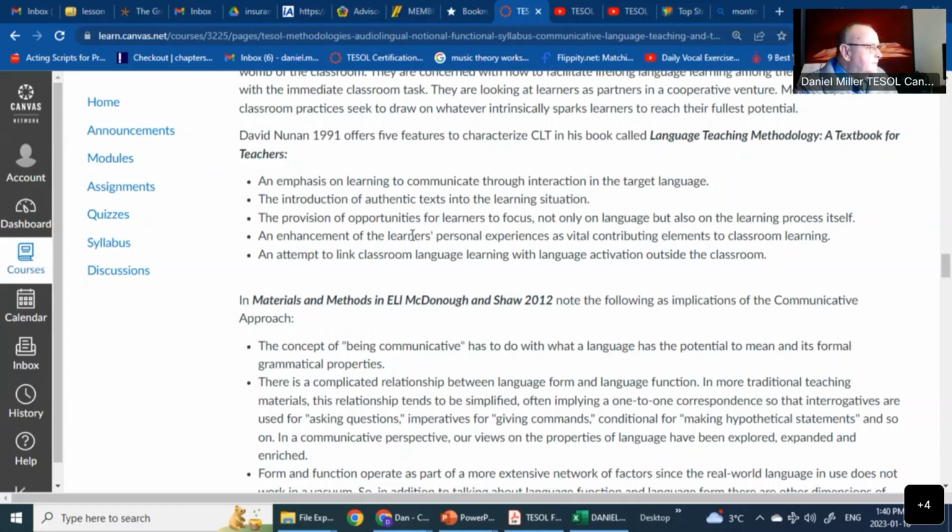The provision of opportunities for learners to focus not only on language, but also on the learning process itself. So not just looking at words on a particular topic, but discussing and searching out methods to learn how to learn about something. So looking at processes for doing research and looking things up.